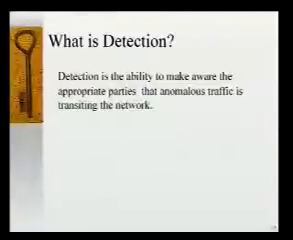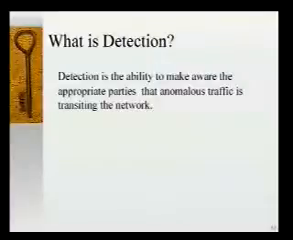So detection, the ability to make aware of the appropriate parties that anomalous traffic is transiting the network. I use anomalous traffic a lot because I hate using denial of service, because when you talk about these things, prevention and prediction, you're not just talking about denial of service. You're talking about, what we covered before, worms, enumeration, port scanning, and things that can eventually lead to denial of service.